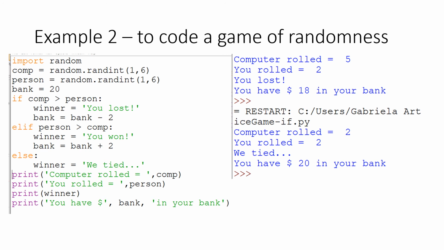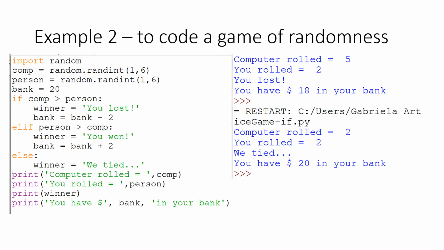So it's kind of like if the computer is a casino and the user has a bank, a starting amount of coins or chips or dollars, whatever you want to call it. So we import the random generation library. We create 2 variables now, so 2 random values, one for the computer, one for the person, and the syntax is the same. What changes is the name of the variable.